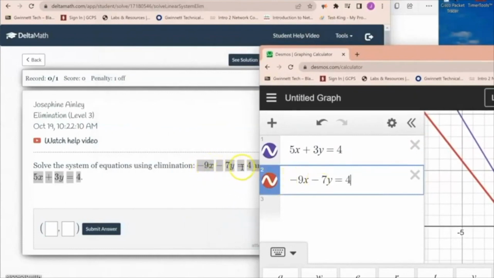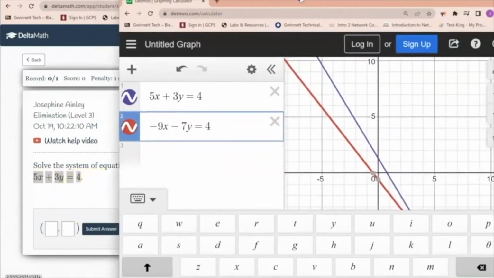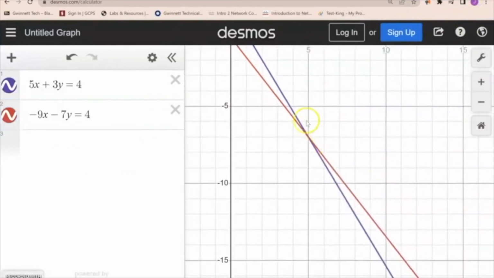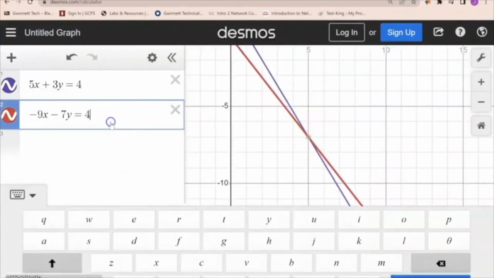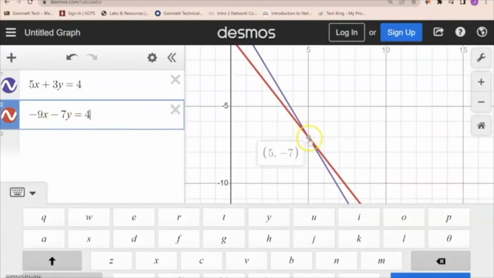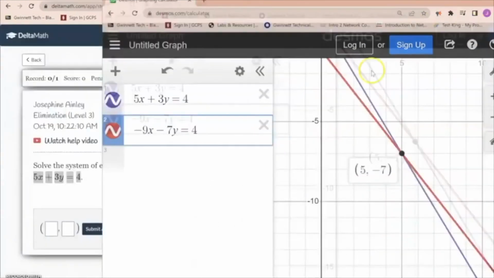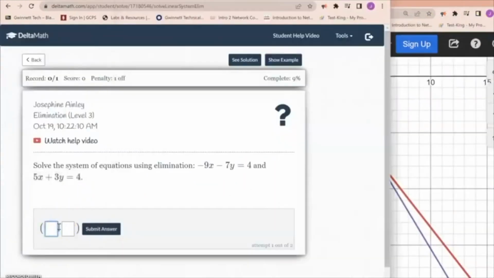All right, then make sure, always make sure it is what is in the question. Negative 9x minus 7y equals 4, 5x plus 3y equals 4. Perfect. All right, so again, anytime you're solving a system of equations, the intersection is the solution. I can't see this really clearly, but if I click into one of these, what happens? I get the dot. Okay, so 5, negative 7 is my solution.